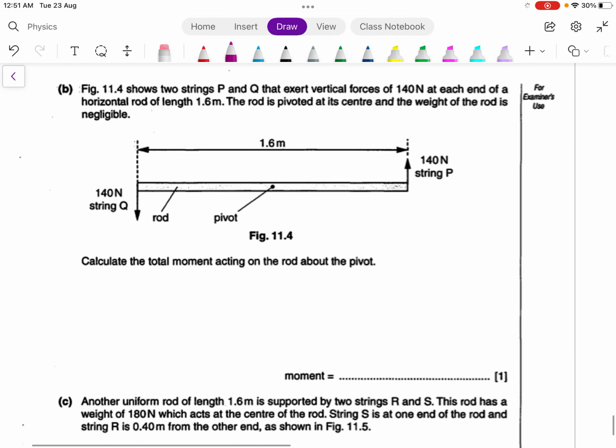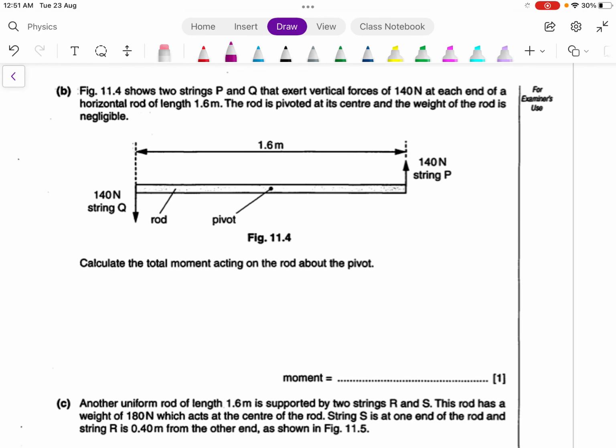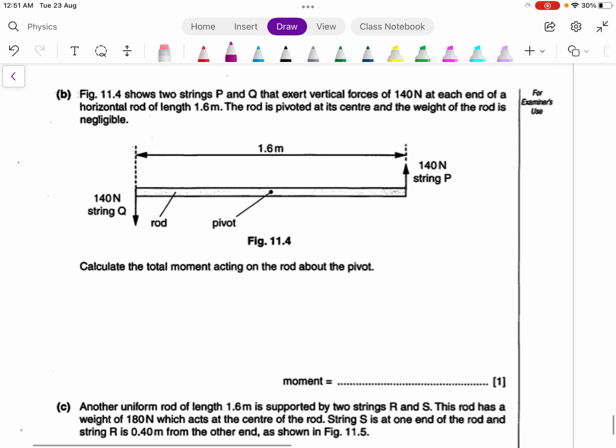Right. Okay, now I go on to part B. Okay, part B is actually a rod with a pivot at the center. So they say that two strings P and Q exert a vertical force of 140 Newton at each end of a horizontal rod of 1.6 meter. So the rod is pivoted at the center and the weight of the rod is known to be negligible.